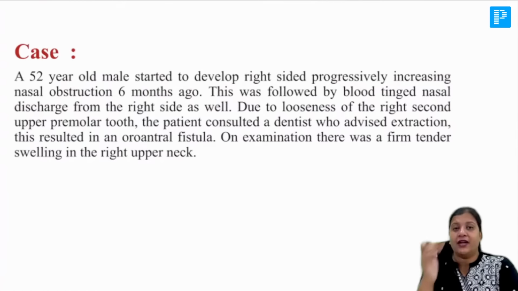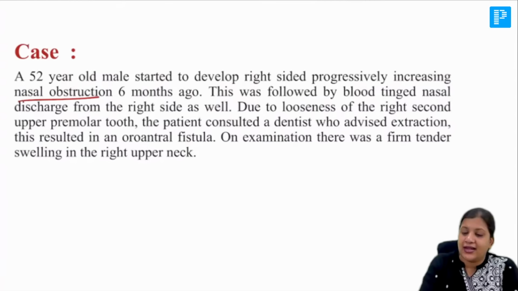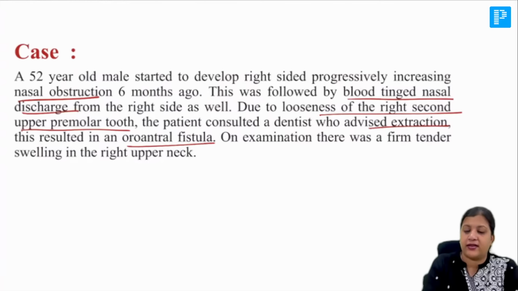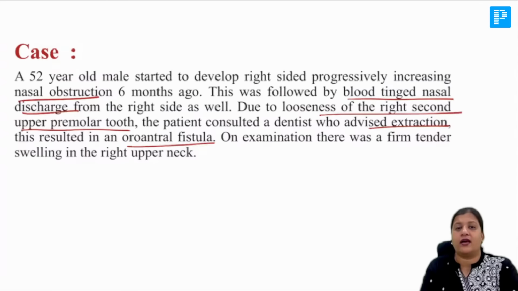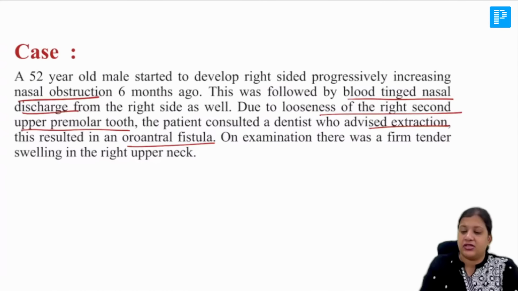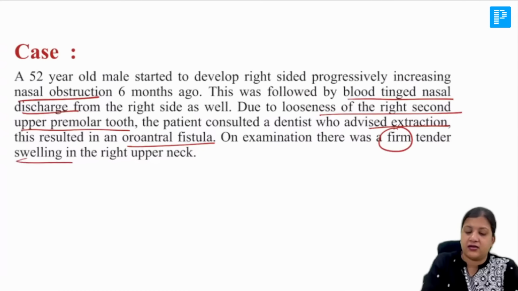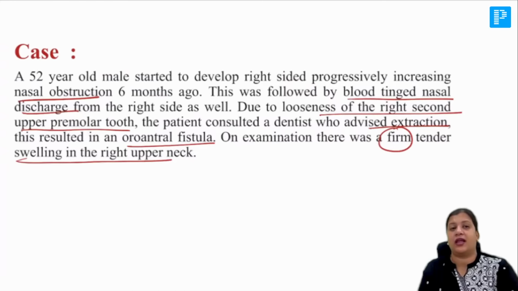Okay. A 52-year-old patient developed right-sided progressively increasing nasal obstruction. Along with that, there's a blood-tinged nasal discharge and there is loosening of the right second upper premolar tooth. Patient consulted a dentist who advised extraction, and that resulted in an oroantral fistula. On examination, there was a firm, tender swelling in the right upper neck. So, what are we talking about?